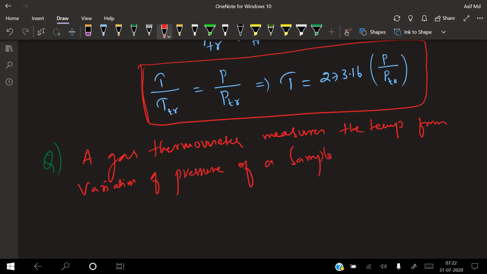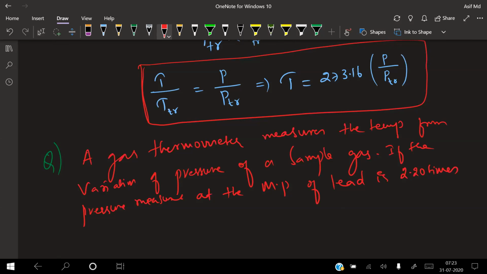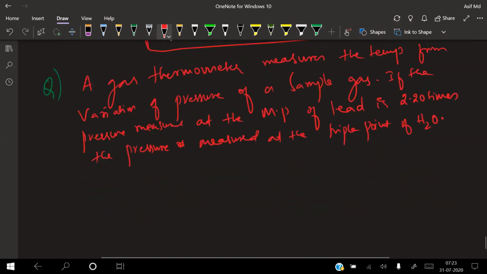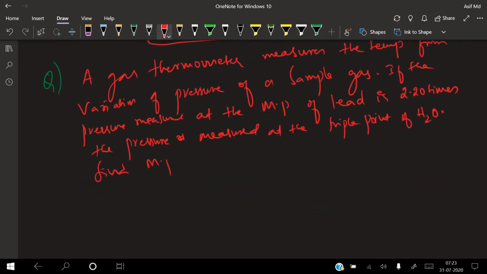Then, if the pressure measured at the melting point of lead is 2.20 times the pressure measured at the triple point of water, find the melting point of lead.